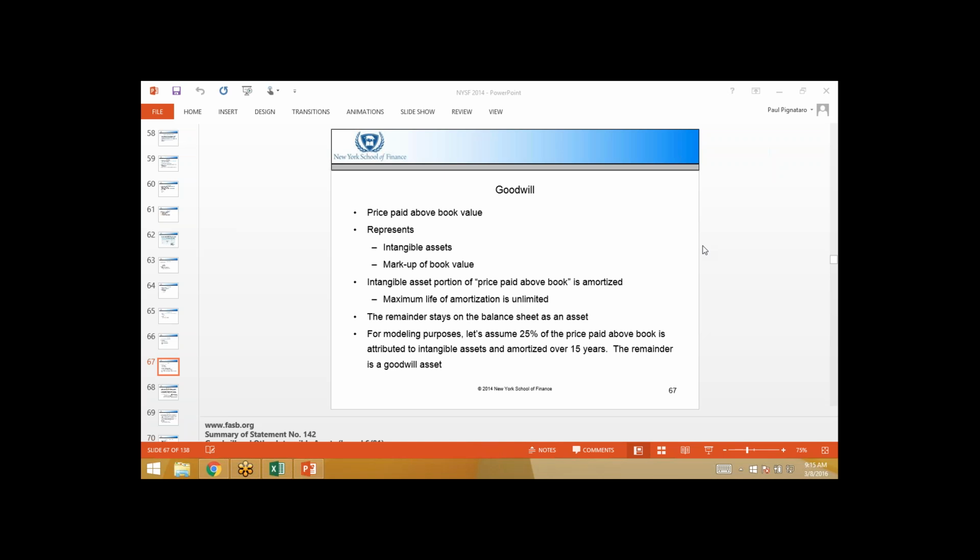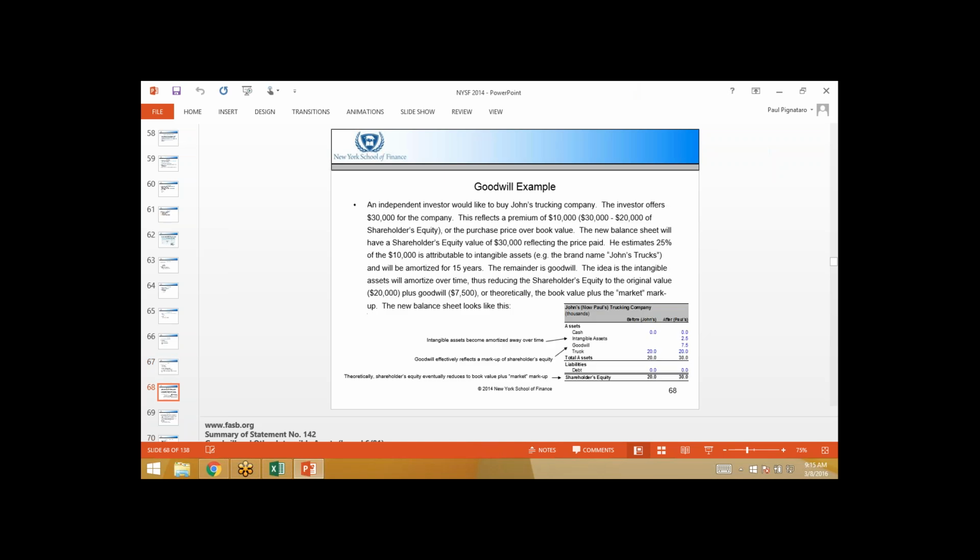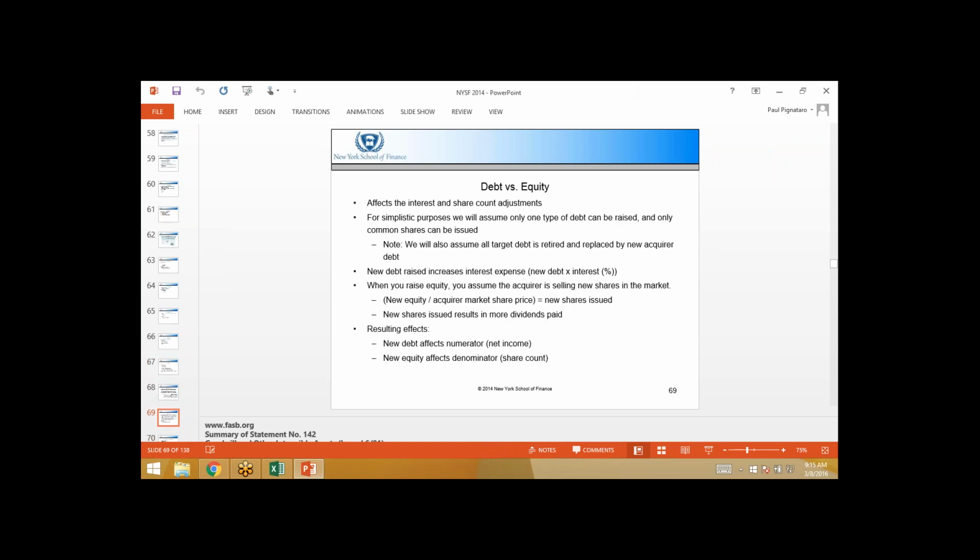The amortization of the allocation of goodwill to new intangible assets. That's the second adjustment. Third adjustment is new interest, if you're raising debt. You might have new interest. If you're raising equity to fund the acquisition, you'll have new shares. Those are the four impacts.